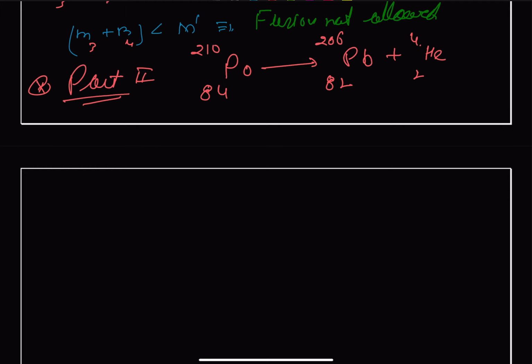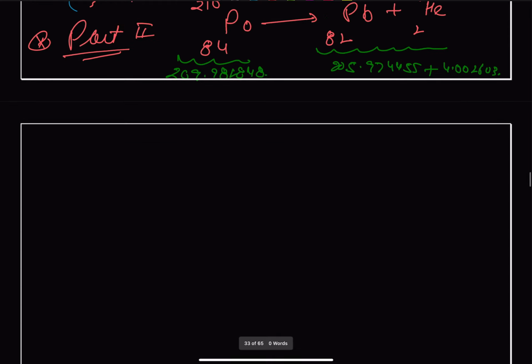The mass of polonium is 209.982848, and here the mass of lead is 205.974455 plus 4.002603. So from here we are going to find out the mass difference.